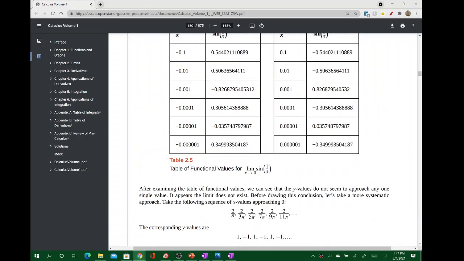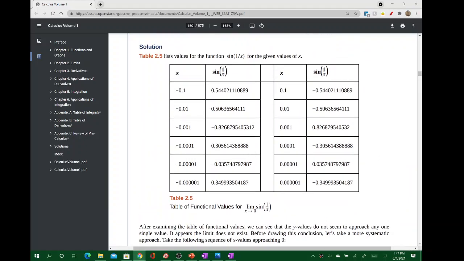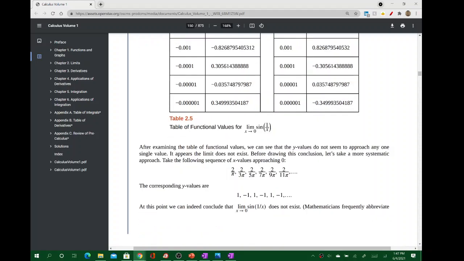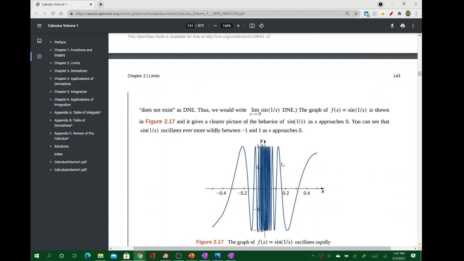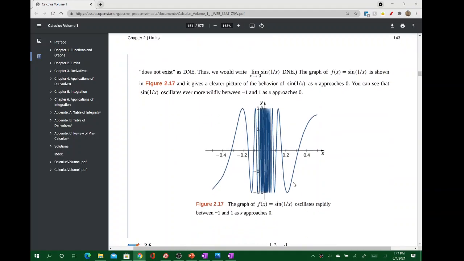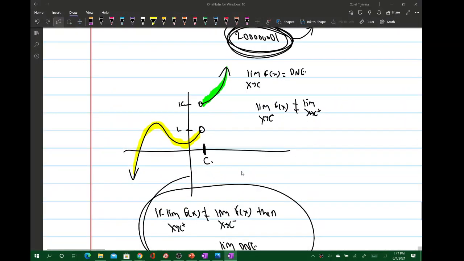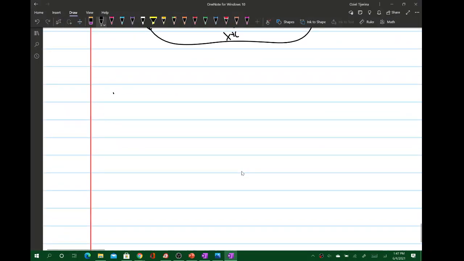For example, looking at the limit as x approaches 0 of sine of 1 over x, we call this something. It's called oscillation, meaning that it keeps oscillating when a function oscillates. So for example, f of x equals sine of 1 over x.